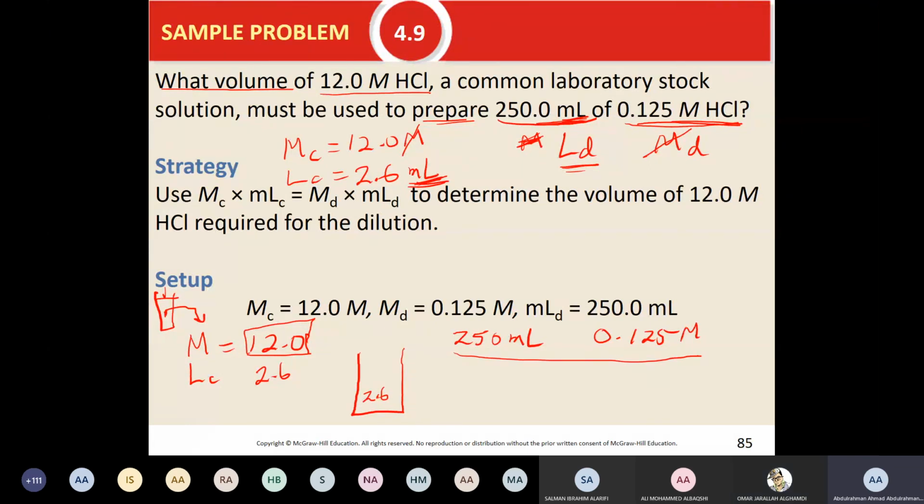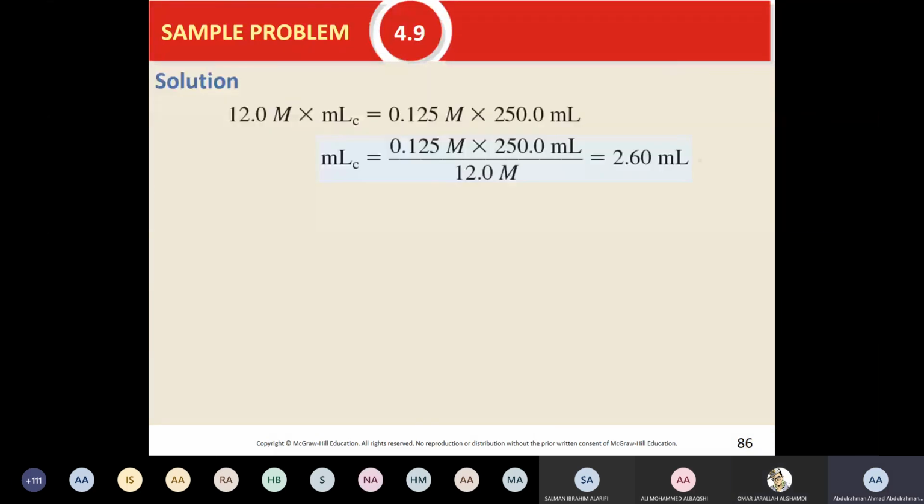Are you sure 250? No. You should add water, 250 minus 2.6, exactly. So how much should I add to it? Only 247.4. Is this clear? Do you know how to prepare it now? Yes. I hope you are able to do it this way.